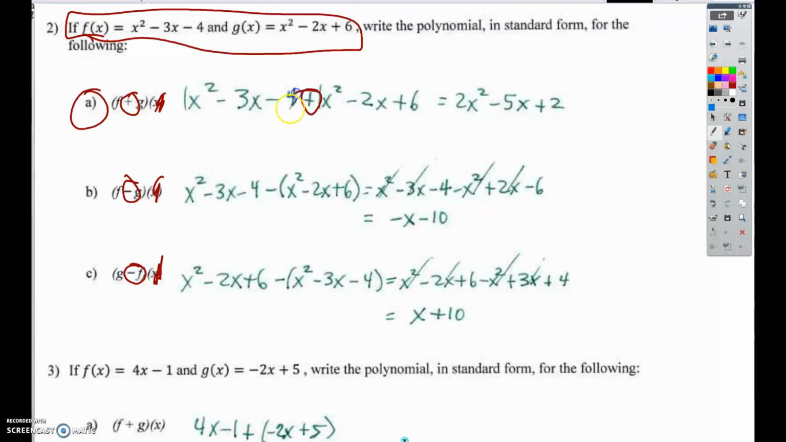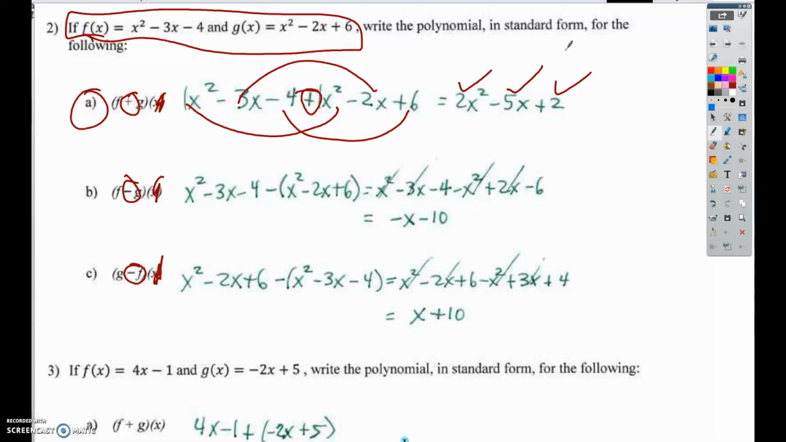Because the sign between them is positive, there are no sign changes. 1x squared plus 1x squared is 2x squared. Remember, don't add the exponents in addition. Negative 3x and negative 2x is negative 5x, and then negative 4 plus 6 is positive 2.